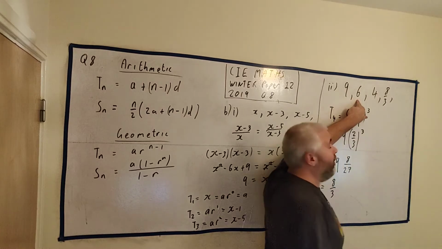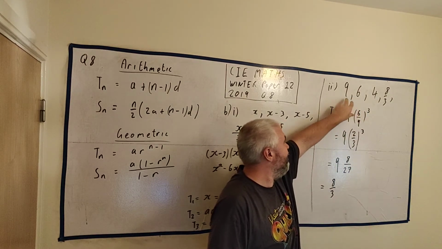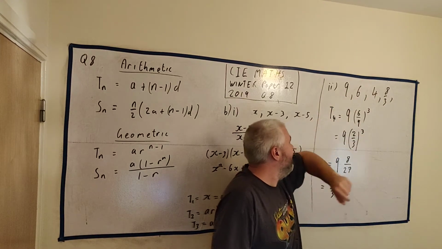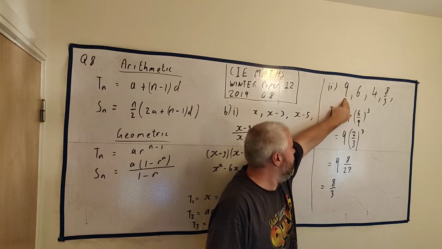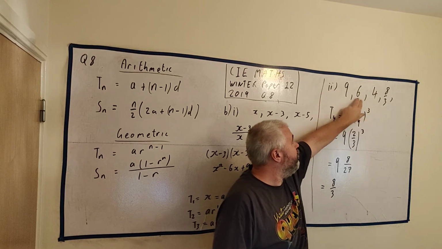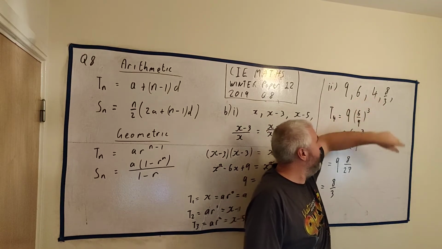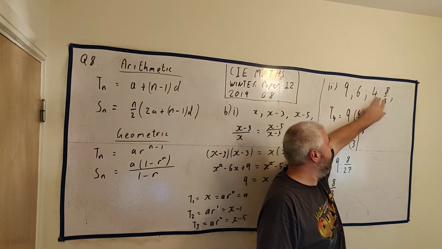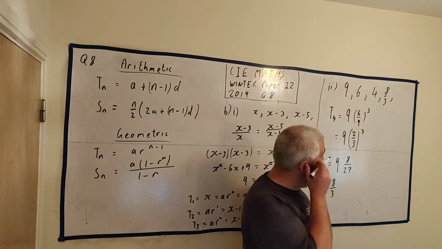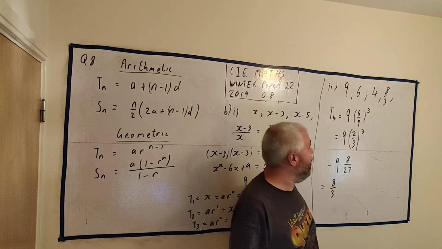What's changing each time? What's multiplying each of these terms? What multiplies 9 to get 6? 2 divided by 3, that's 2 thirds. 2 thirds of 9 is 6. 2 thirds of 6 is 4. 2 thirds of 4, just multiply by 2 and divide by 3. 8 over 3. Next term is 2 thirds of 8 over 3.